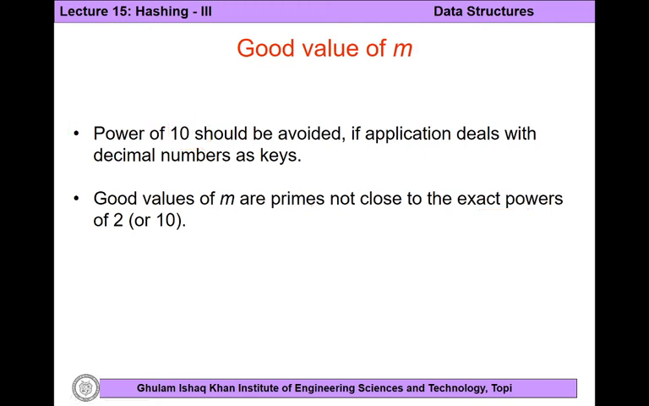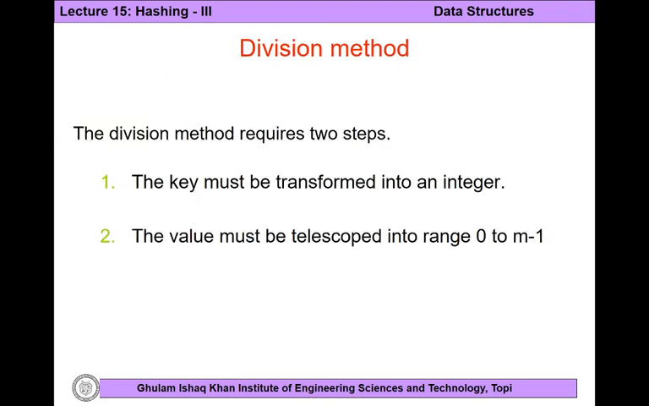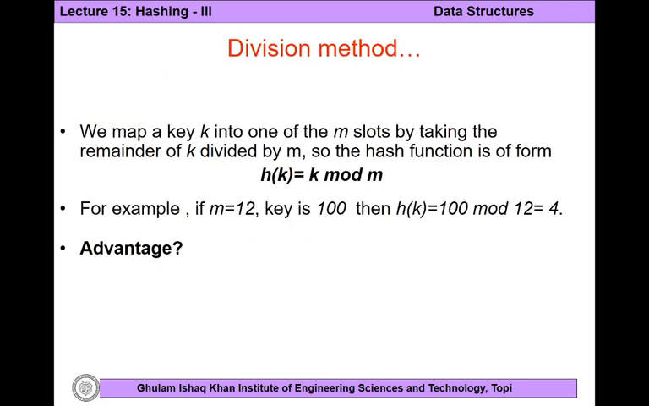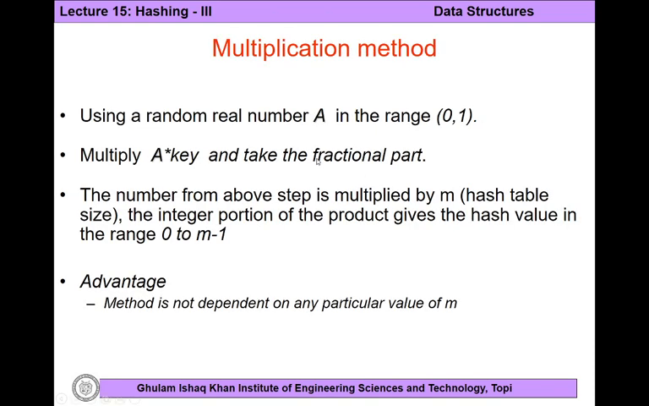Now this was the divisive method of writing hash functions, right. The next method of writing hash functions is the multiplicative method. In the multiplicative method you use a random number a in the range of 0 to 1, right. You generate any random number, for example 0.67, you generate that number.